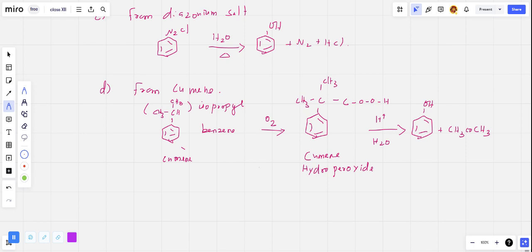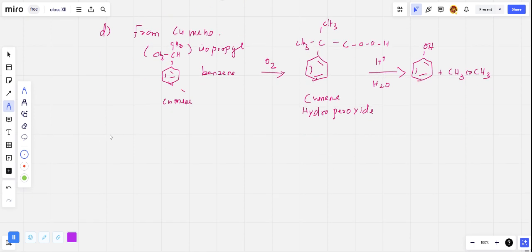Phenol is also prepared from a Grignard reagent. This is not in our book, but it may be useful for you. From Grignard reagent: that means benzene with MgBr, on oxidizing in the presence of light, will give phenol.